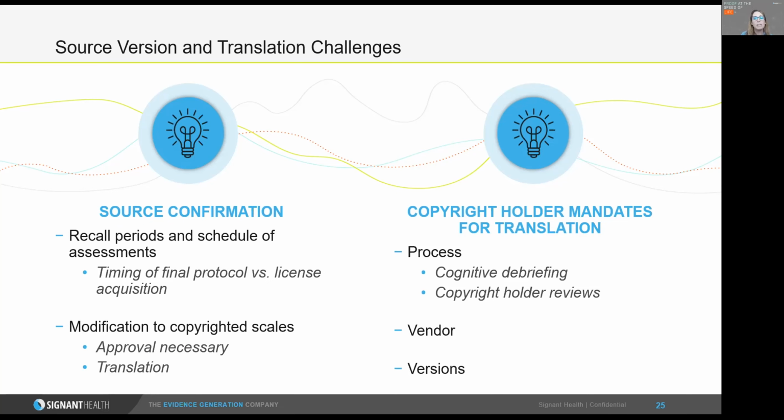Also, if you do have permission to translate, you want to make sure, obviously, you have the right version. And then does that copyright holder have a mandated translation vendor as well? That's also key to make sure that you have all of this information ahead of time while you're doing the licensing. So then you can set yourself up once the translation comes to know what those timelines are going to look like. Next slide, please.